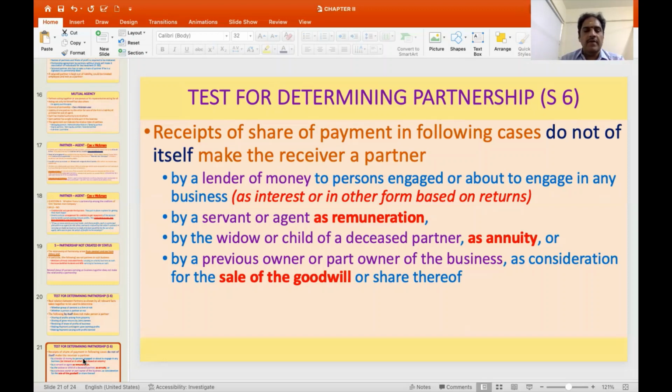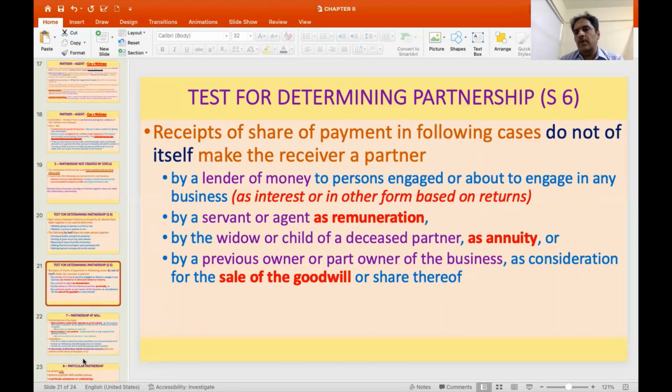So a business has been continuing, that has been taken over by a new set of partners, and for the part of the share of goodwill, instead of paying him a lump sum amount, you are paying something. So that does not make the person a partner of the firm. So these are some of the aspects relating to partnership.